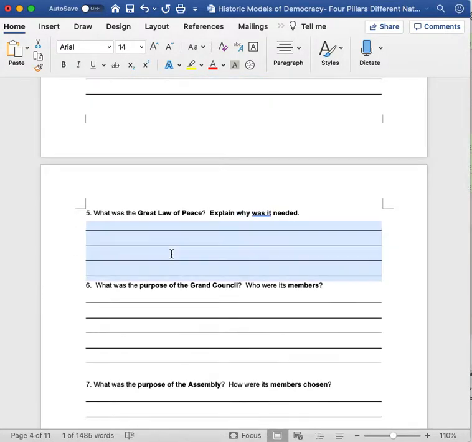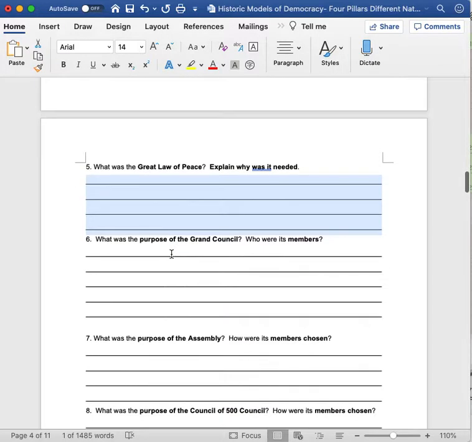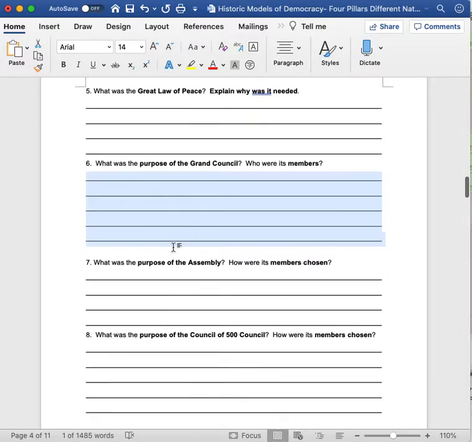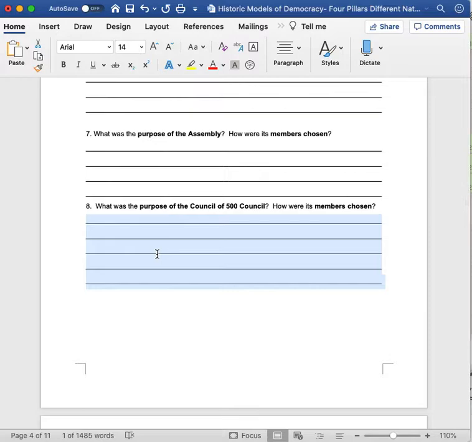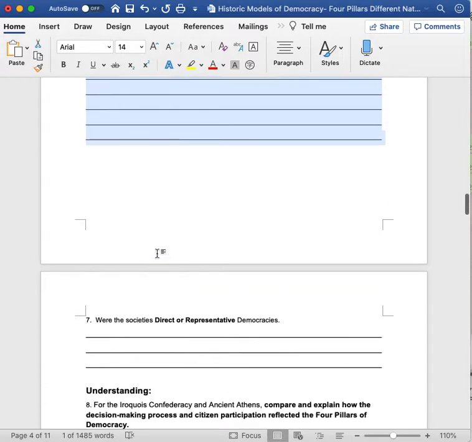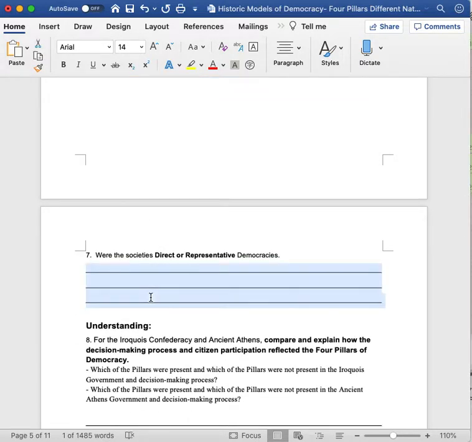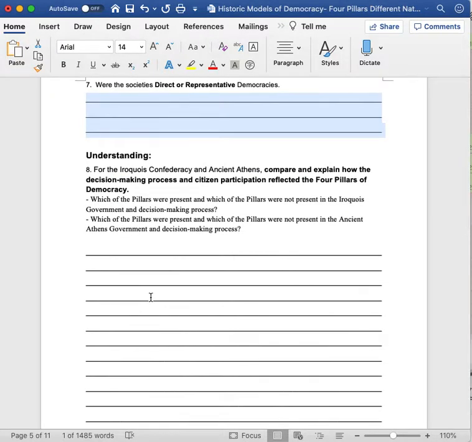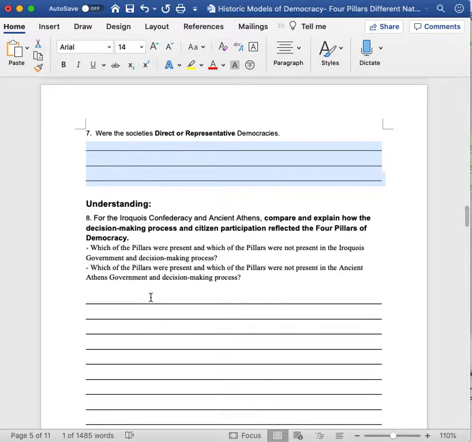Here, what was the Great Law of Peace? Why was it needed? What was the Grand Council? What did it do? What was the Assembly and what did it do? What was the Council of 500 and how were the members chosen? The last one is were the societies direct or representative democracy? And this is now the understanding portion of this. Okay, so this is all knowledge.